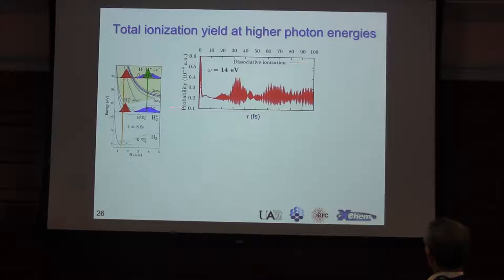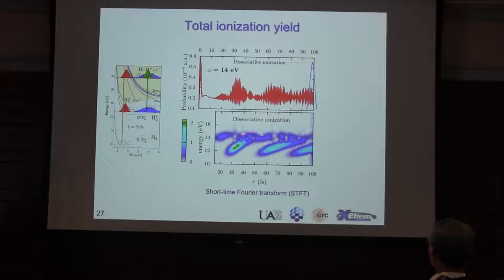Here we are really producing an electronic wave packet and a nuclear motion superimposed on it. So when we do so, the total ionization yield looks more complicated, but then we can repeat the procedure and calculate the short-time Fourier transform. And what we see here is again the three spots we saw before at around 12 electron volts and separated by 30 femtoseconds, more or less.